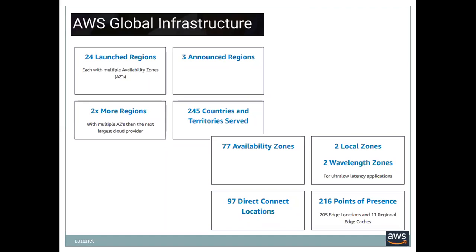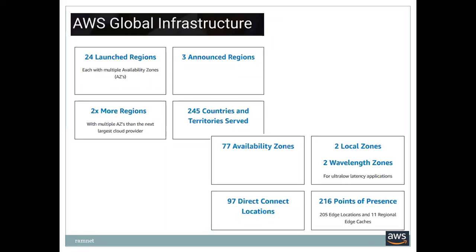24 launched regions. They have a lot of regions, and availability zones. 3 announced regions that must be ready now, 2 more regions. 2x means multiple AZs than the next largest cloud provider; they are comparing with Azure and Google Cloud. 245 countries and territories are served, so AWS is there in 245 countries. 77 availability zones, 2 local zones, 2 wavelength zones for ultra-low latency applications.